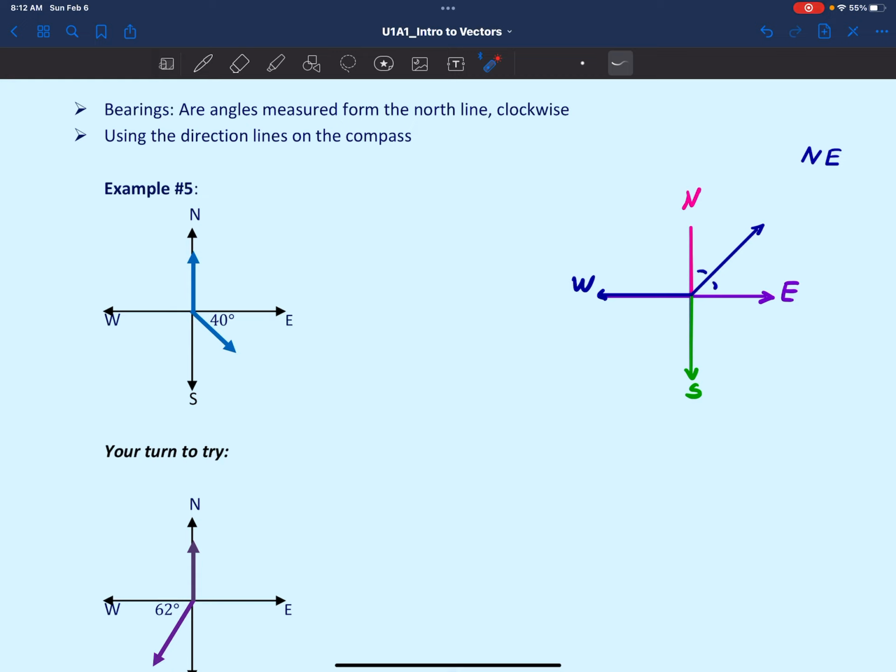Now, bearings, on the other hand, do not use the symbols north, east, south, and west. Bearings consist of 3 numbers. For example, if we're trying to find the bearing of this particular vector here, which can represent displacement, by the way, then we start from the north line and move clockwise. You can see here we have 90 degrees and here we have 40. So we say that the answer is 130 degrees, a bearing of 130 degrees.